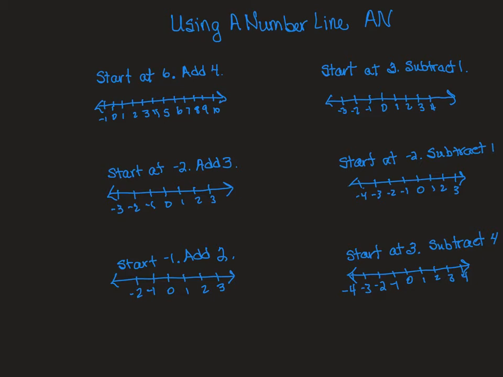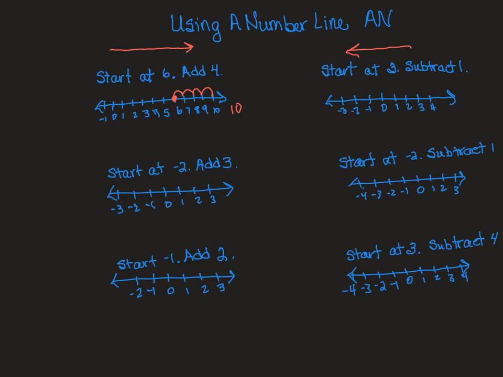So in the first one, I notice all of the three on the left are adding and the three on the right are all subtracting. We talked about the fact that if I'm adding, if I'm increasing, I'm going to the right. And if I'm subtracting or decreasing, I'm going to the left. Okay, so we're going to remember that. So here, this one says I'm starting at 6, and I'm adding 4. You can see that I'm landing on 10.